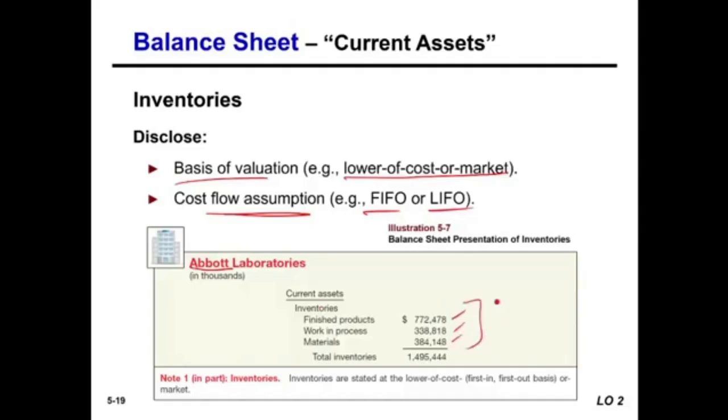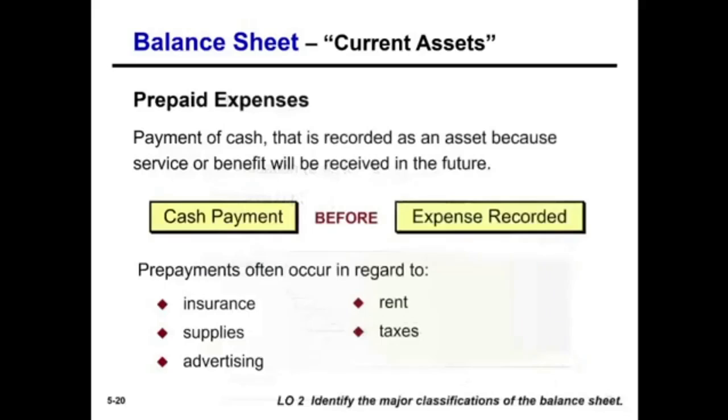Most manufacturing companies have three types of inventory: material, work in process, and finished goods. So this is their total inventory, and this is the note. You always have to disclose your inventory method. Inventories are stated at lower of cost or market using the FIFO basis, first in, first out. Again, we will have one full chapter about inventories.